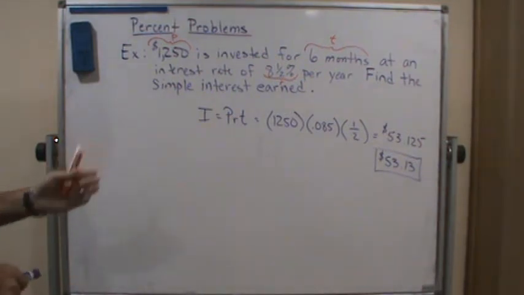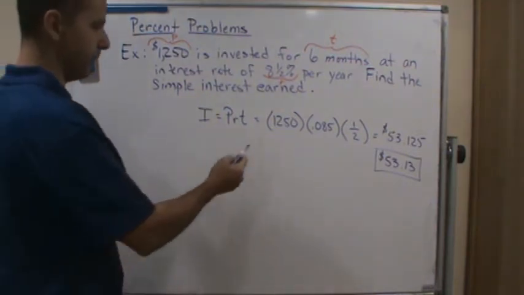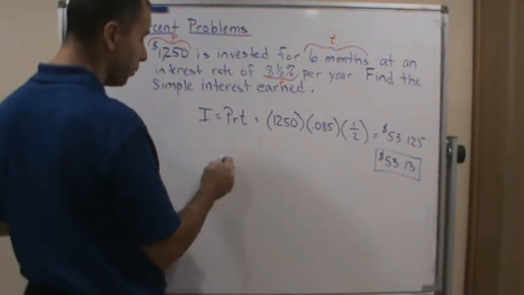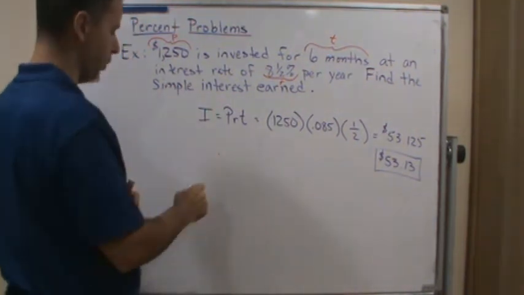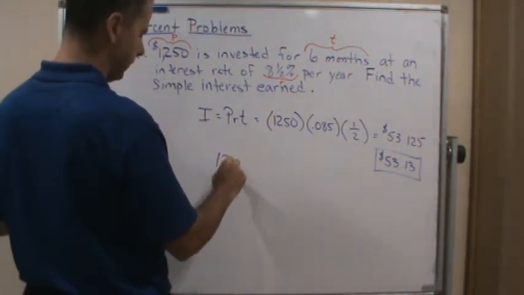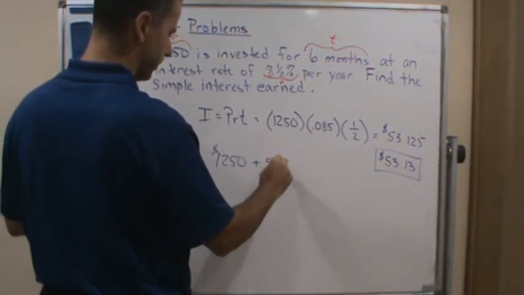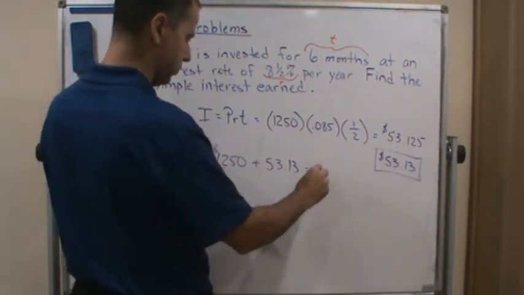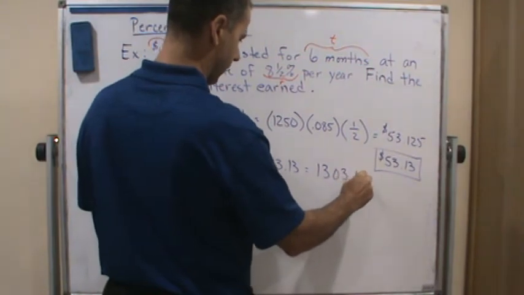Now, if they wanted to ask what was the total amount of money that they have, then you just take the amount of interest and add it to the principal. So the accumulated amount, the amount that it accumulated to over the 6 months, would be the $1,250 plus the interest, $53.13, which would then be equal to $1,303.13.